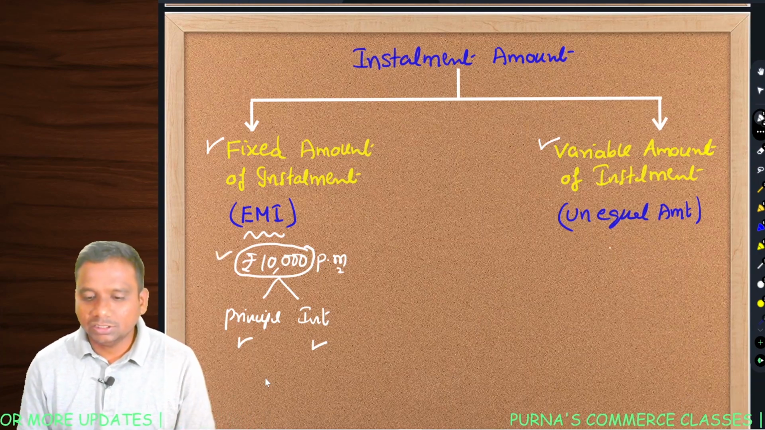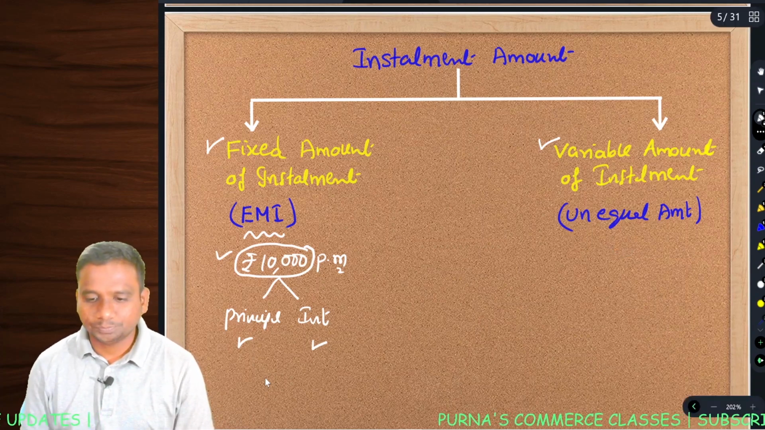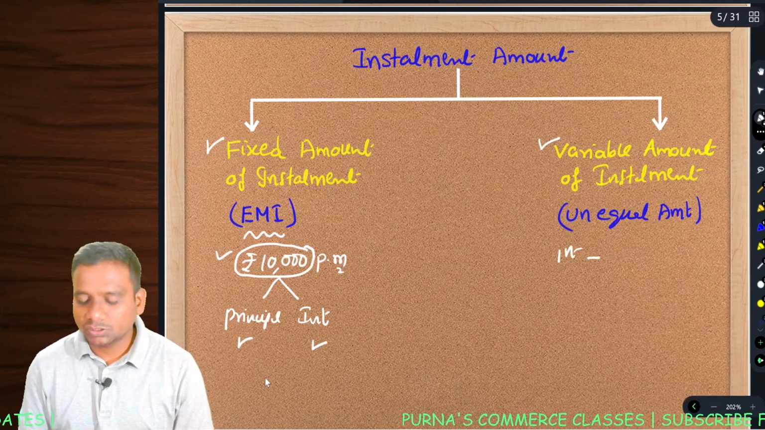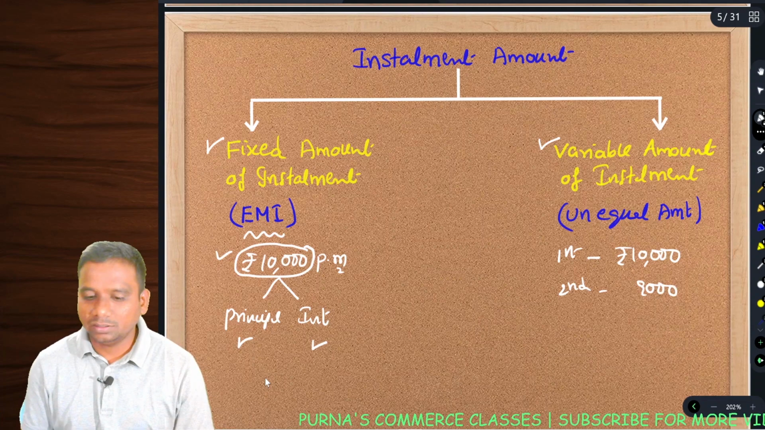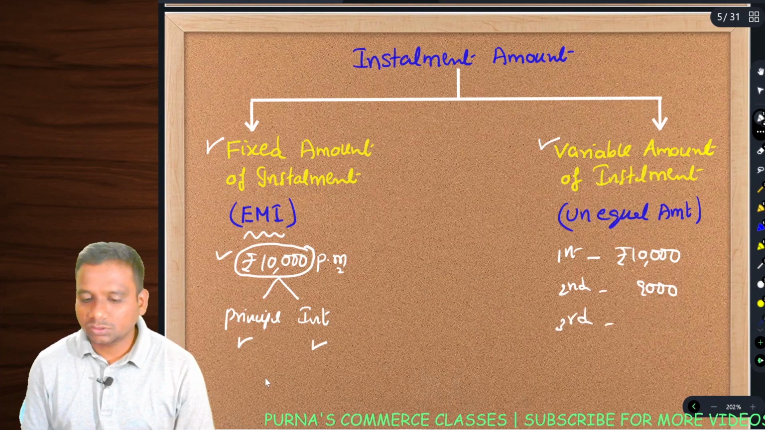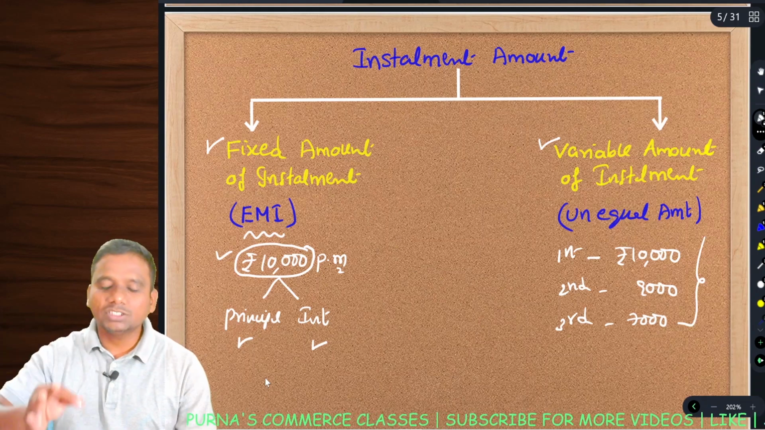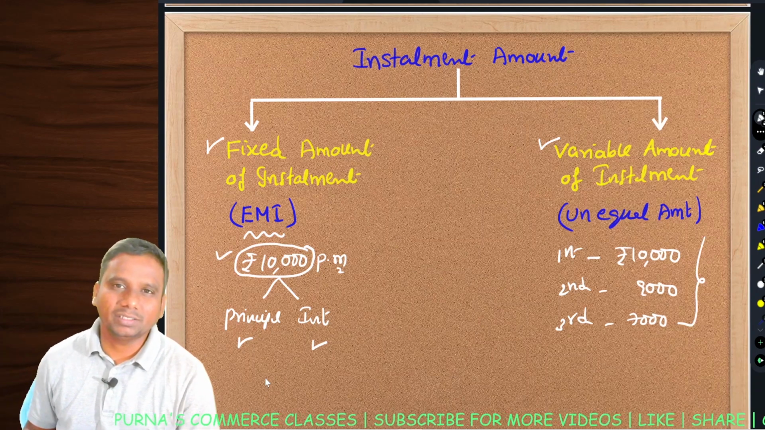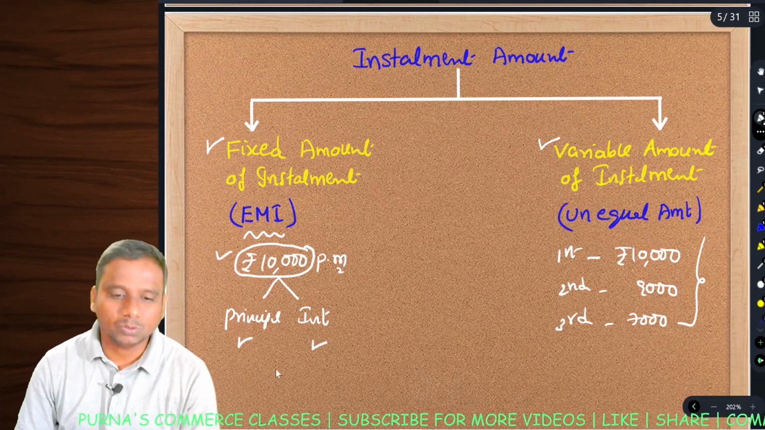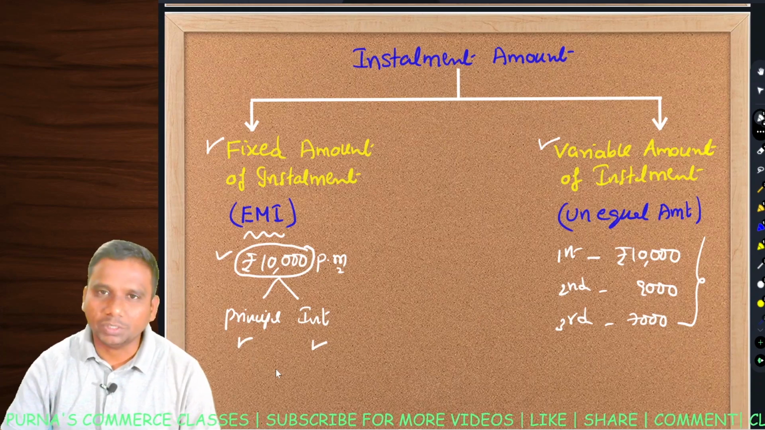And here these are unequal amounts. Let us assume the first installment I paid 10,000. Second installment I may pay 9,000. Third installment I may pay 7,000. What is happening here? The amount of installment is changing, installment to installment. So try to understand this concept. Okay, fixed amount of installment, variable amount of installment.